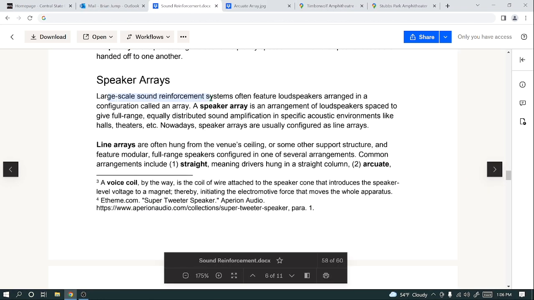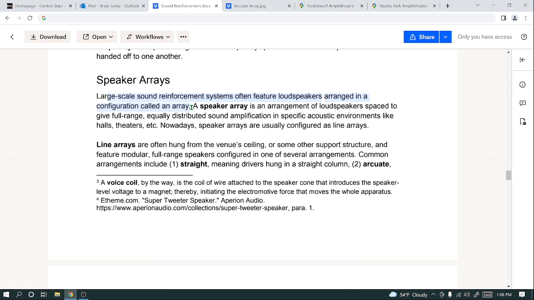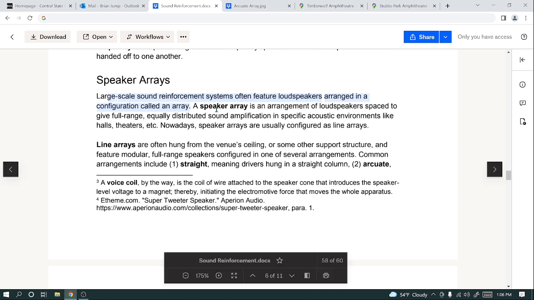Okay, so large-scale sound reinforcement systems often feature loudspeakers arranged so as to work together, like a configuration. There's several speakers instead of one. For example, the PA system I have set up in this room, it's just a single speaker on a stand. An array is whenever you have several speakers working in conjunction to make a full range sound, and it's called an array.